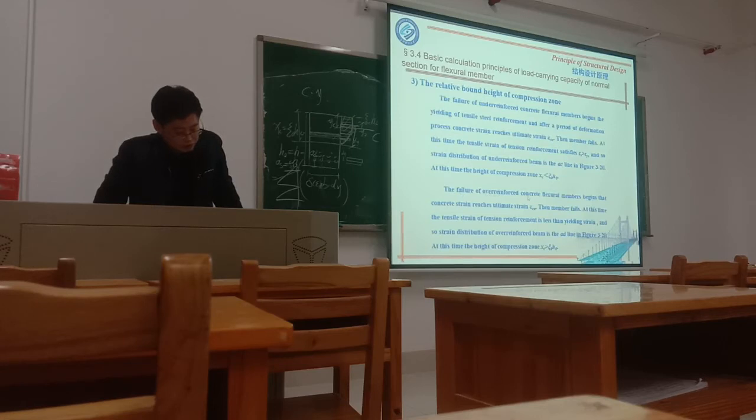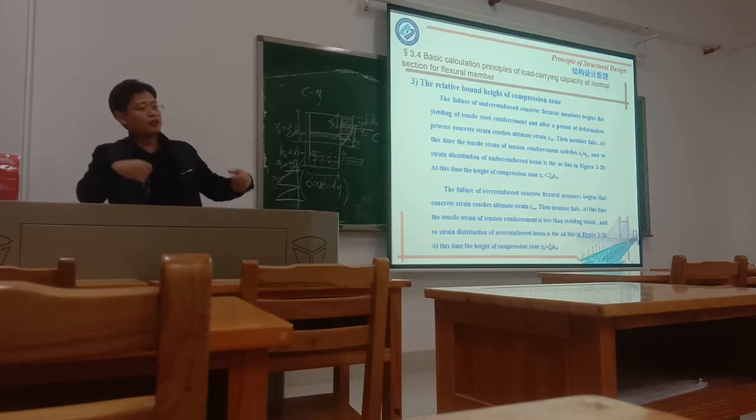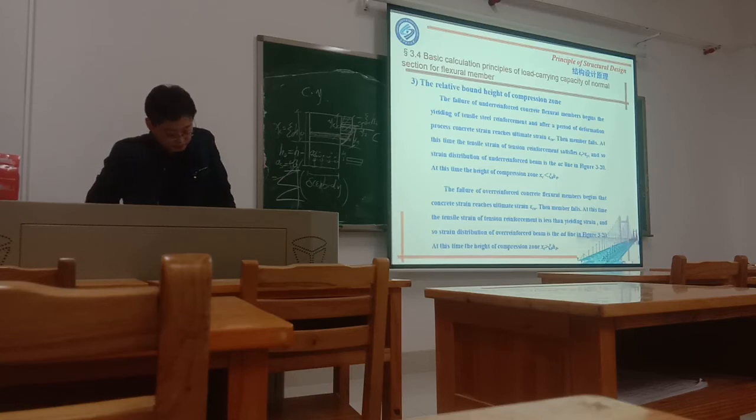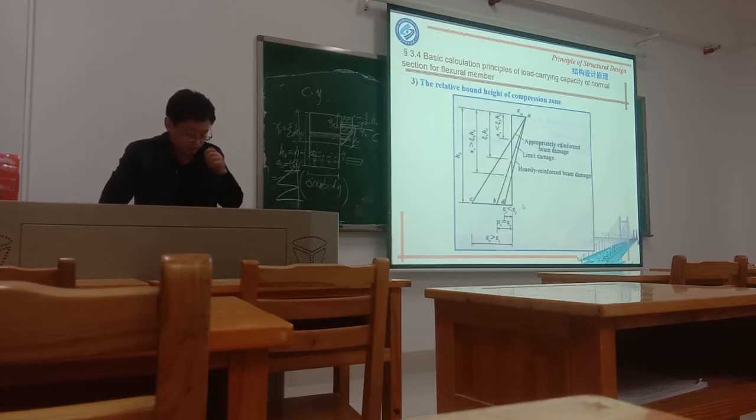The failure of an over-reinforced concrete flexural member begins when the concrete strain reaches the ultimate strain, and the member fails, because for over reinforcement it depends on the compressive stress of the concrete. At this time the tensile strain of the reinforcement is less than the yield strain, and the strain distribution of the over-reinforced beam is the AD line. The strain of the steel is smaller than epsilon y, because there is too much steel inside.